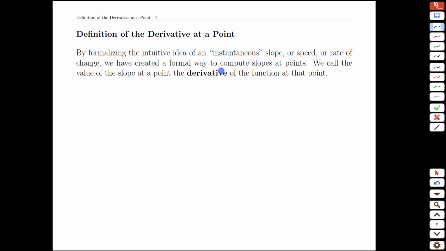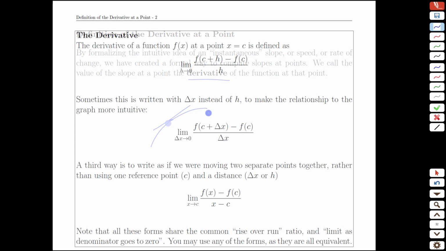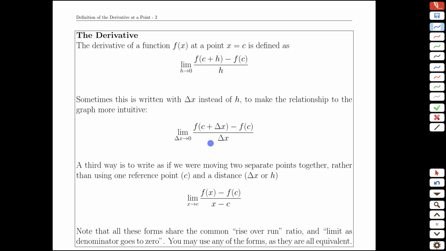In this video, we're going to formalize our idea of finding the slope at one point on a graph, and we're going to define that as the derivative of the function at a point. There's going to be a variety of different notations that are used for this, but they all mean the same thing, and they're all simple scalings or shiftings of the same basic premise.